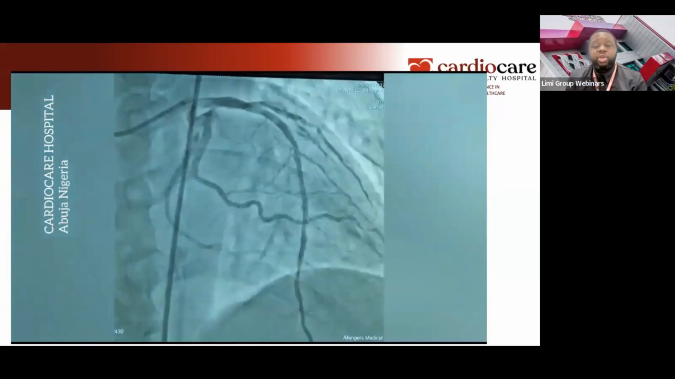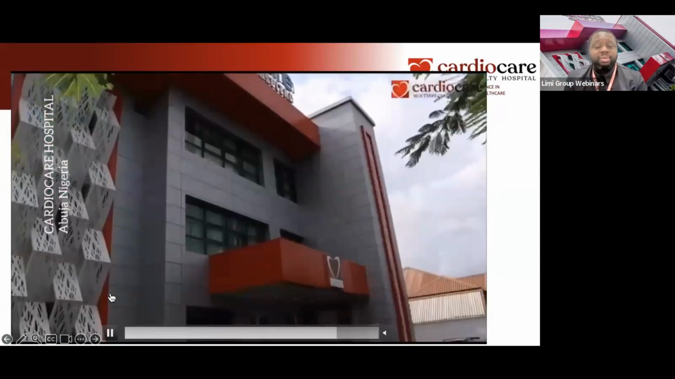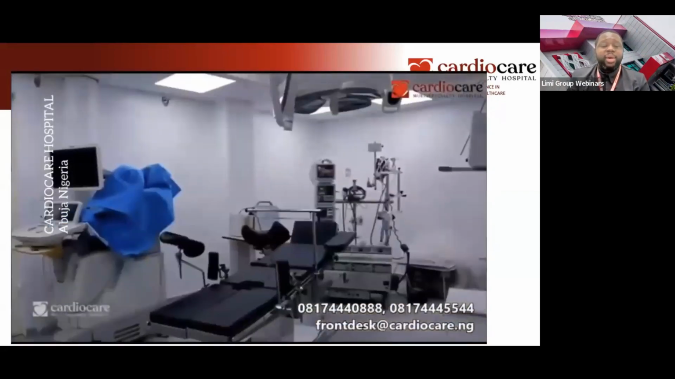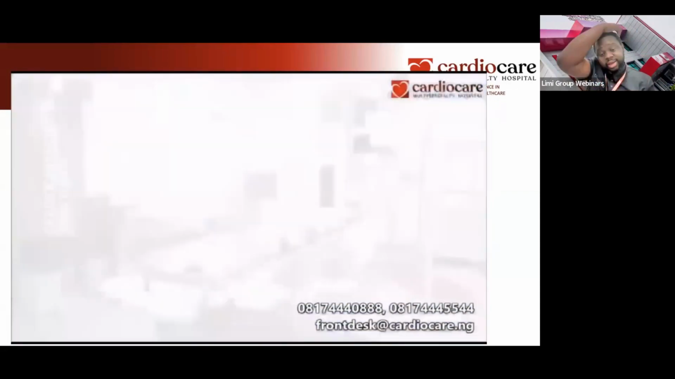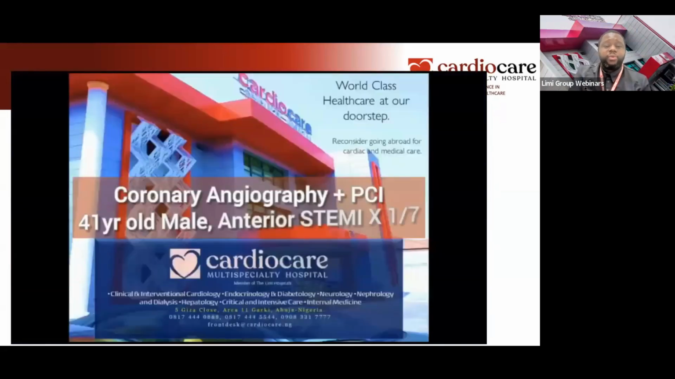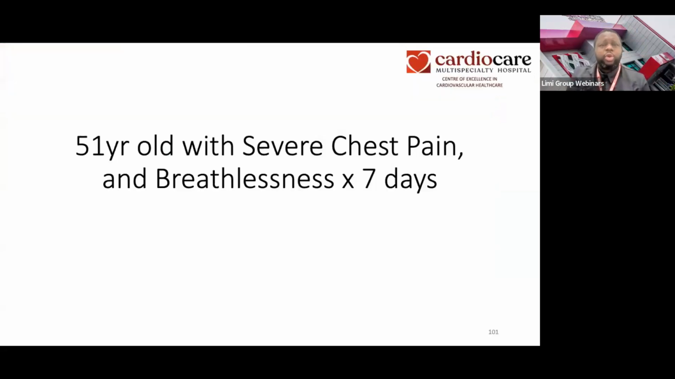And that's Cardio Care. For those of you who have not been to Cardio Care, thankfully there's a video here. That's what our cath lab looks like in our cardiac study theater there. So that's one of the cases that we've done. Okay, I'll take another case as we round up.